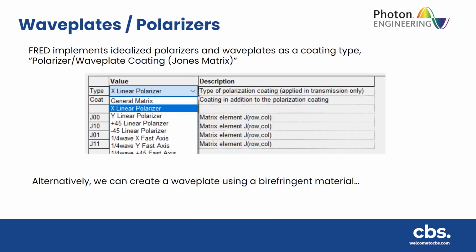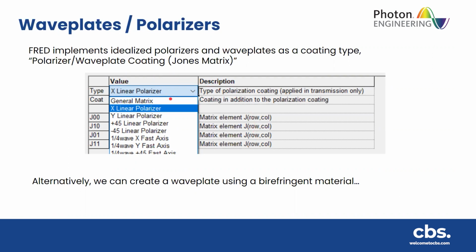In regards to waveplates and polarizers, there are 2 ways to do this in FRED. If you needed to model a polarizer or a waveplate, first of all, FRED has a very simple, ideal polarizer or waveplate coating. So this is something you would define as a coating and assign it to the surface, and that surface now becomes a perfect or ideal polarizer or waveplate.